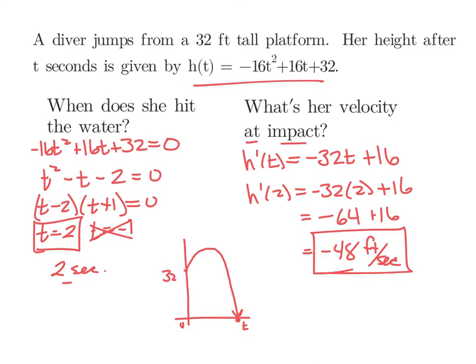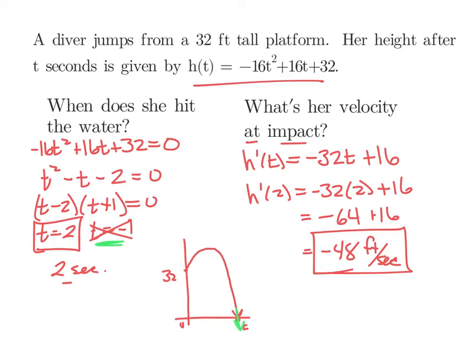One thing I haven't talked about yet, but is it normal that we should have a negative velocity? I mean, in the first part, we said we couldn't have a negative time. That's why we crossed it out over here. But can we have a negative velocity? And the answer is yes, because when we're talking about velocity, that is speed with direction. And having a negative velocity just means that when she hits the water, she is going down.